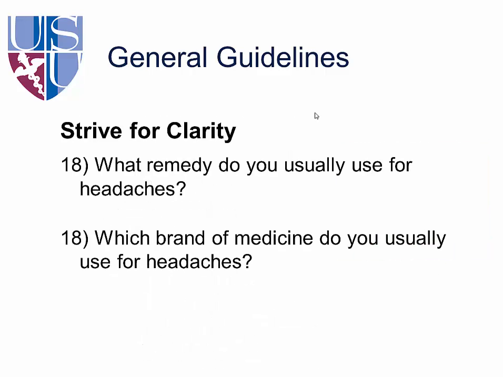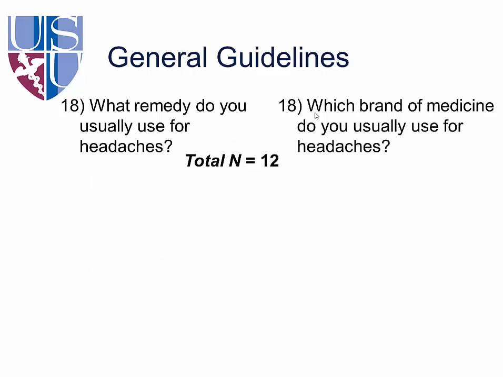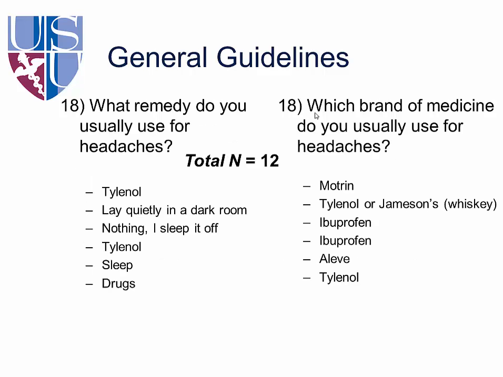Okay, strive for clarity. I think I showed this to you in the previous class, but you can ask about remedies for a headache in two different ways. The first way asks in general, what remedies do you use for headaches? And the second one asks about brand of medicine. The first one is much more general. The second one is much more specific. And so you can imagine you're going to get different types of answers when you ask these questions.